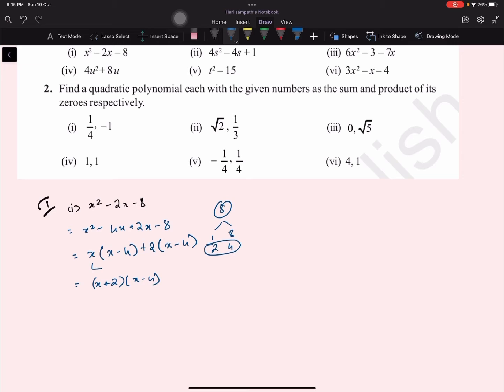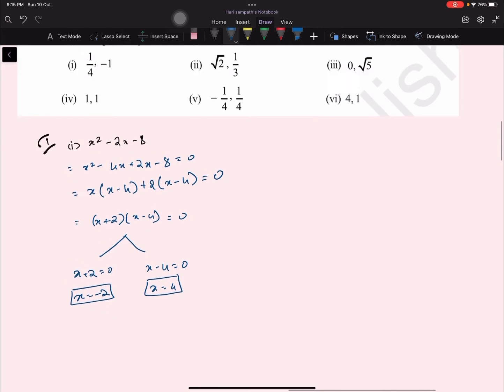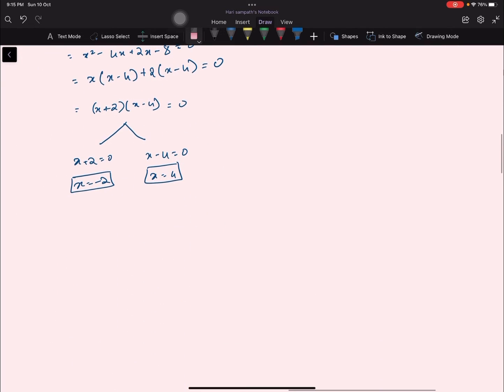This is what you take. You take this and this as two terms here. And now equals 0, right? Because it always equals 0. You can erase this now. So it will be x plus 2 equals 0 and x minus 4 equals 0. So x is equal to minus 2 and x is equal to 4. These are the answers. So in an equation, you consider this alpha and you consider this beta.